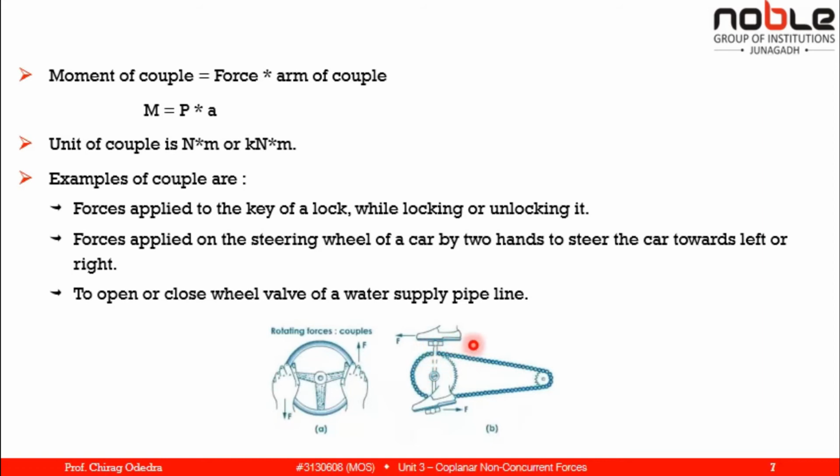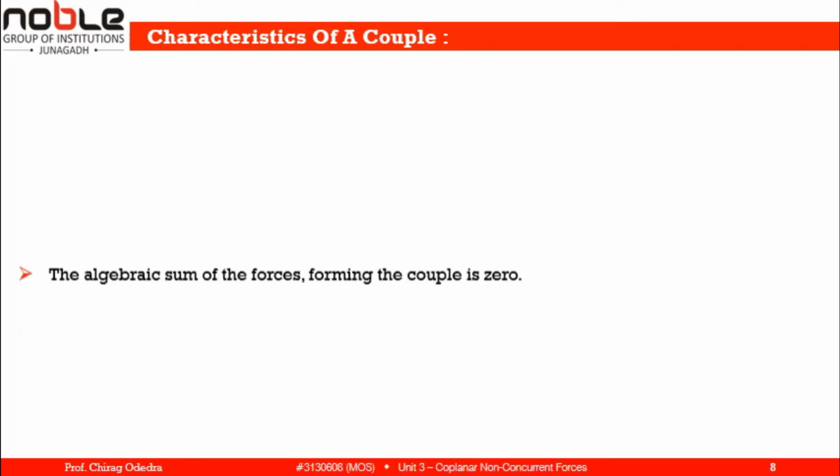Similarly, if we take the example of pedaling a cycle, the force from the right foot is towards left, and the force from the left foot is toward the right. Then only this wheel is going to rotate. Okay. So our next topic is various characteristics of a couple.